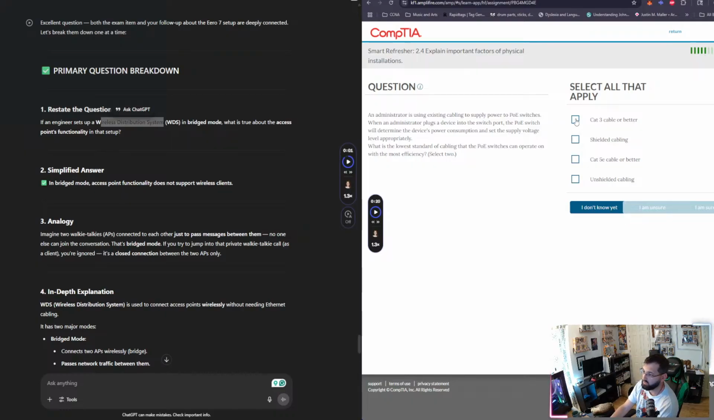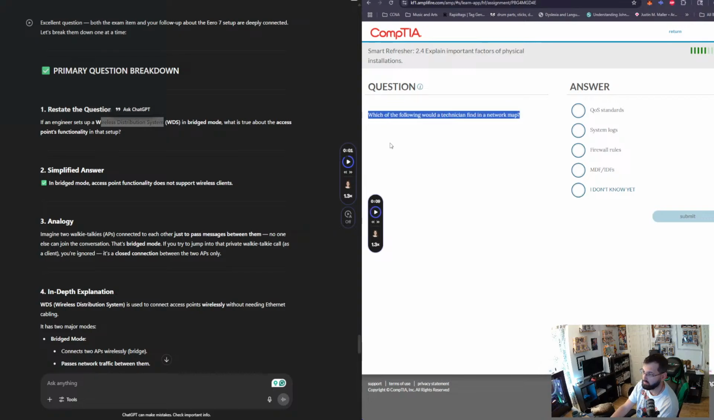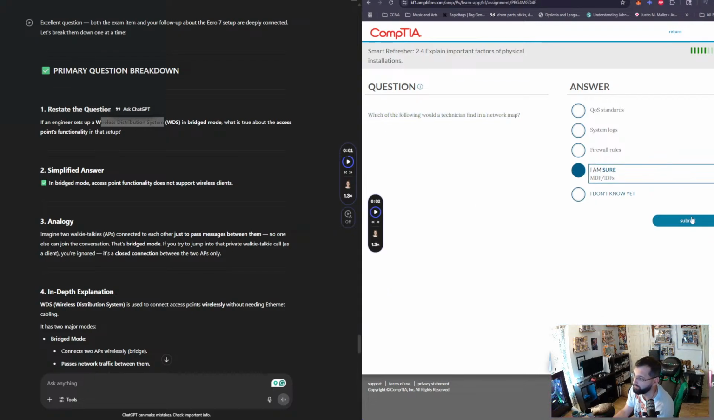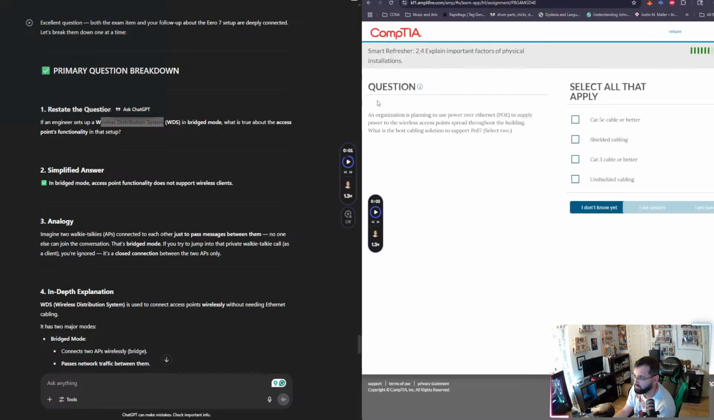Oh, I already know what it's going to say. It's going to be Cat 3 or better, and it needs to be shielded. Yeah. We just talked about that. Which of the following would a technician find in a network map? This too. Oh, it's just giving me the same question again.